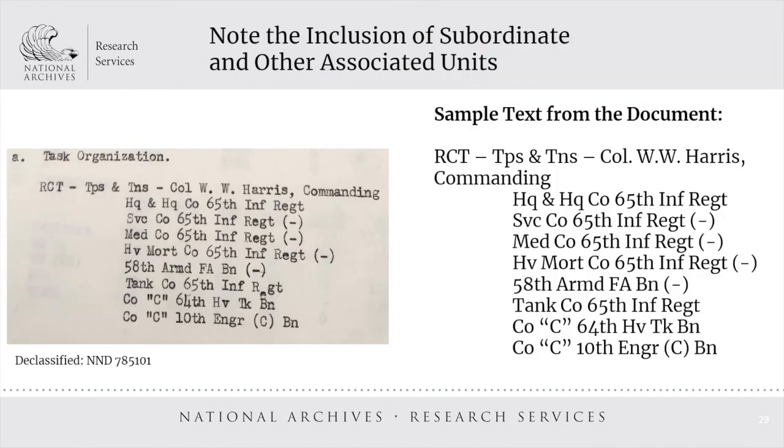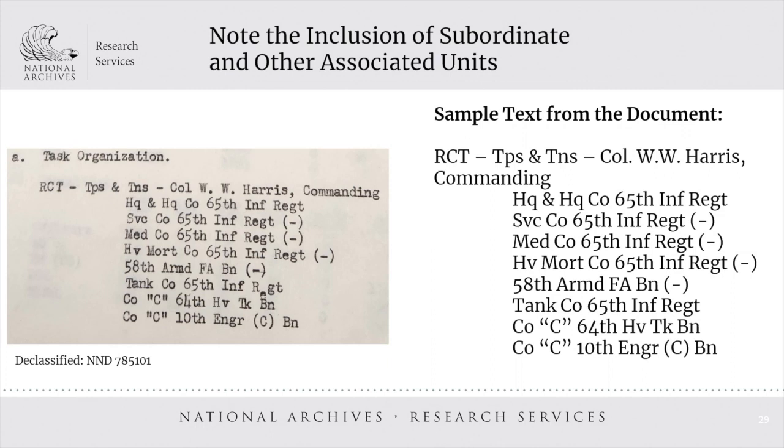This is a cropped view of a portion of that same document. Although this is a 65th Infantry Regiment document, you will also see that it includes information about the organization of the regimental combat team that the 65th was part of. It lists affiliated units like the headquarters and headquarters company, the service company, the medical company, the heavy mortar company, and the tank company of the 65th Infantry Regiment, as well as the 58th Armored Field Artillery Battalion, Company C of the 64th Heavy Tank Battalion, and Company C of the 10th Engineer Combat Battalion.